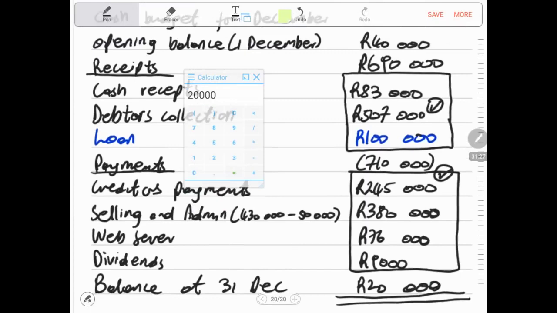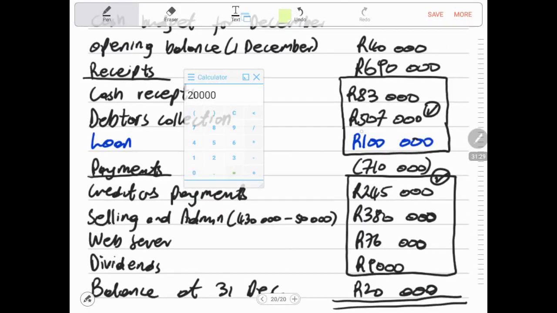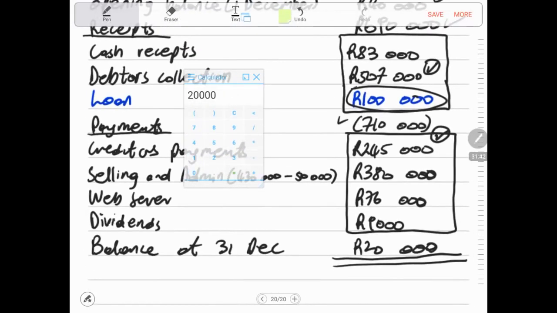Now what you then do, you just go and you add your cash that will be borrowed from the bank. Then you adjust your receipt to 690,000. Then after you add your opening balance, then you deduct your payments, you get to your bank balance. That is how normally the memorandum approach is looking like.